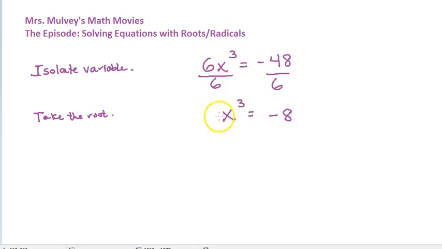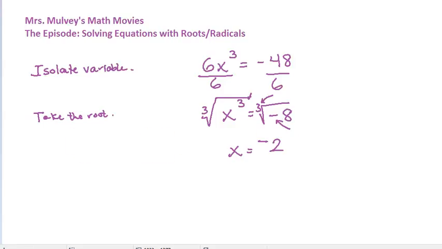Then I'm going to take the root. Only this time, because I have an exponent of 3, I am going to take the third root, or otherwise known as cube root. Here, I end up with x. And then the cube root of negative 8, that's the number that I multiply by itself 3 times to get negative 8. That equals negative 2. Notice when you have an odd index here, your answer sign will match the sign of the base. And so the only solution for that equation is negative 2.